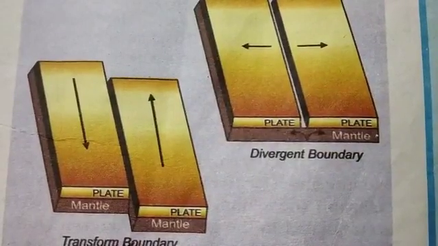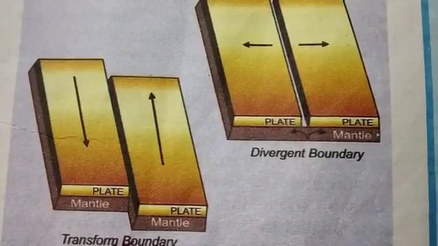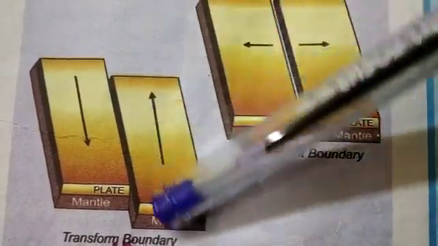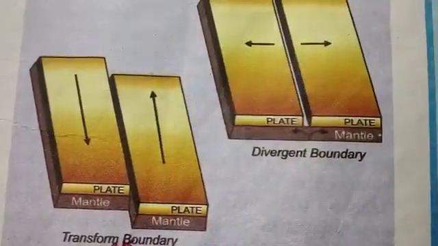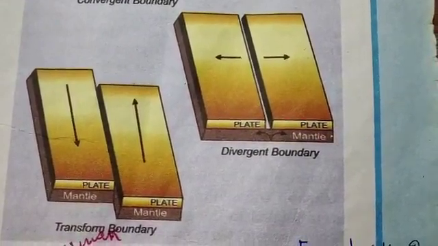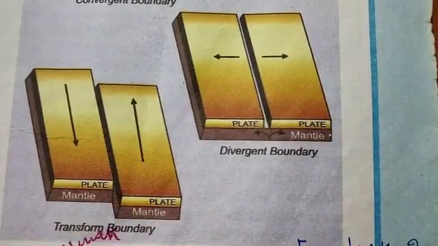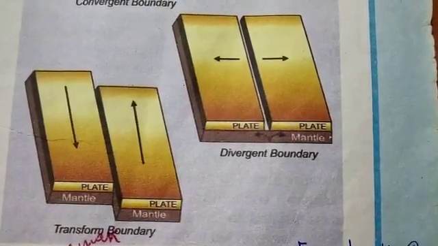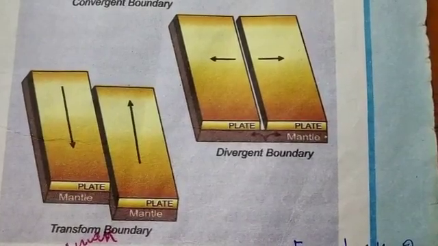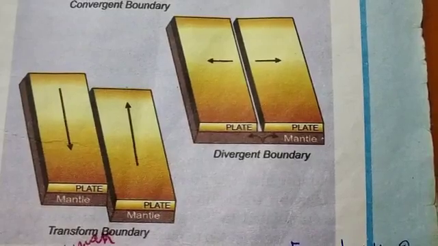Strong earthquakes can occur along a fault. For example, the San Andreas Fault in California is an example of a transform boundary. So these are the three types of plate motion, the plate boundaries, which are responsible for the formation of fold mountains, trenches and rift valleys, that is, the present landforms of the earth.